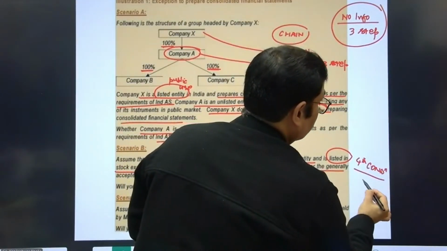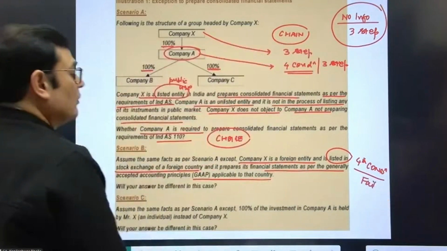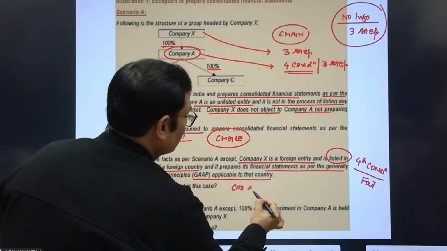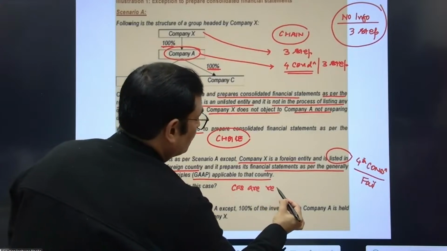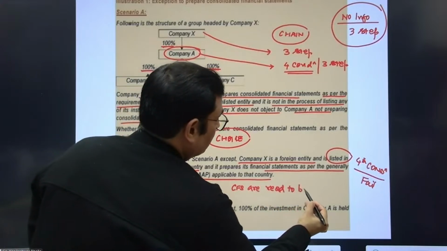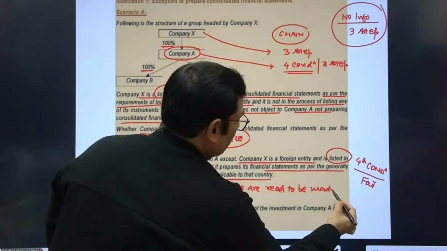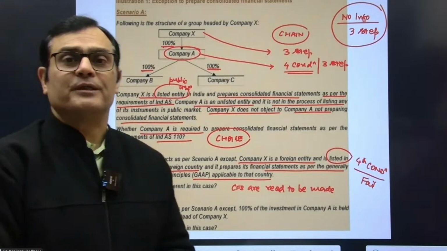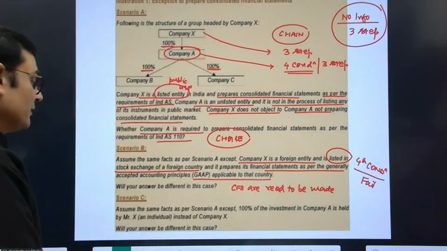And if the fourth condition in this case will fail, then what do we do in this particular case? Can I say consolidated financial statements are required to be made? Because in this particular case, you are not able to fulfill the conditions, so consolidated financials will be prepared in this case. Let's go to the next one.